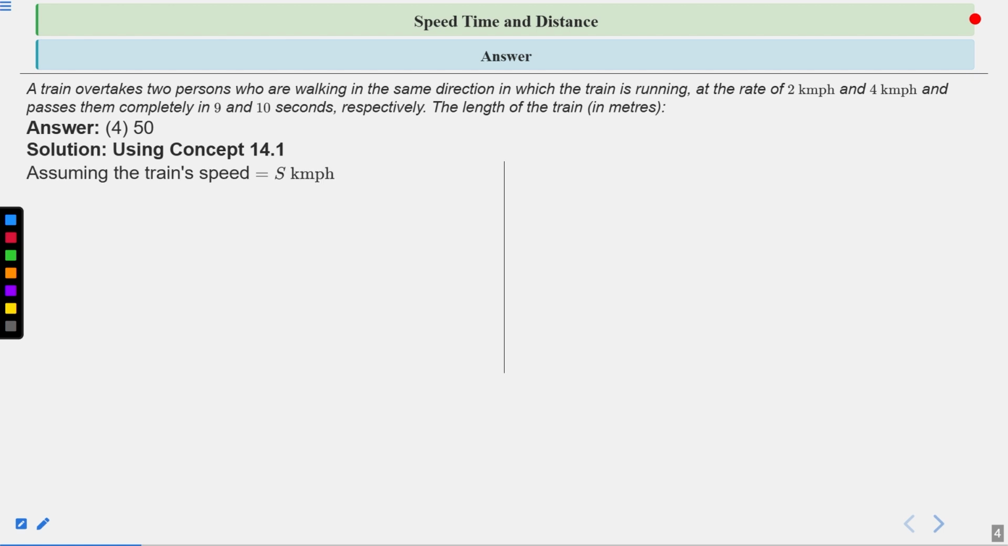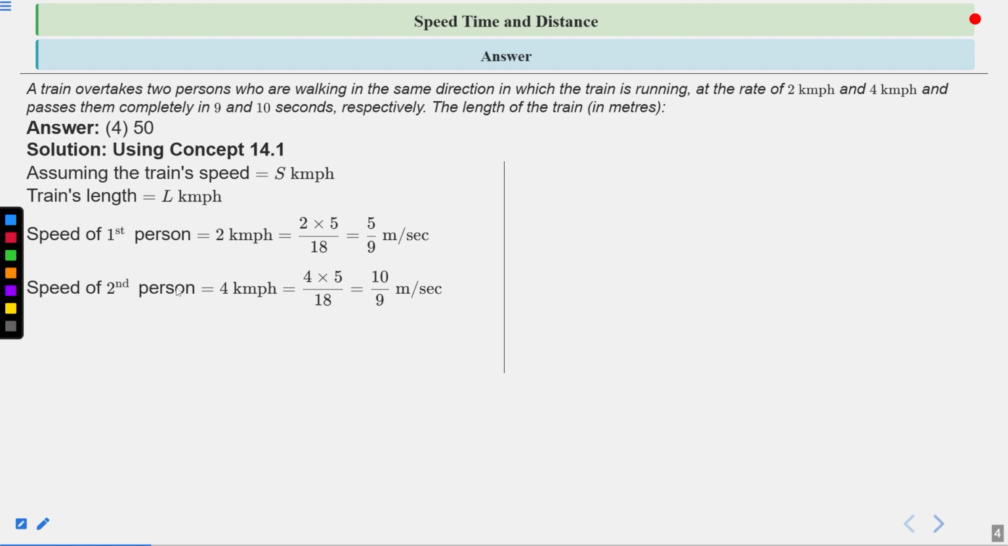Assuming the train's speed is S km per hour, and we let the length of the train be L kilometers. The speed of the first person is given as 2 km per hour. When we convert into meters per second, we get 2 into 5 upon 18, so we get 5 by 9 meters per second. In the same way, the speed of the second person is 4 km per hour. When we convert into meters per second, it equals 4 into 5 upon 18, or we can say 10 upon 9 meters per second.